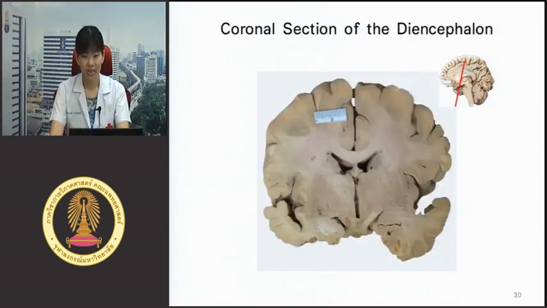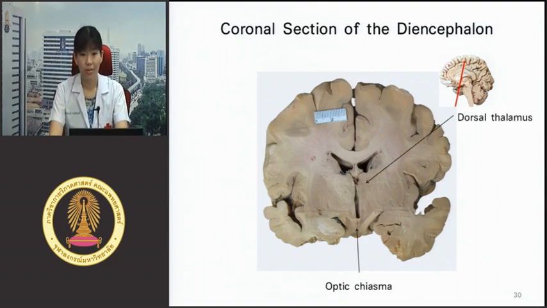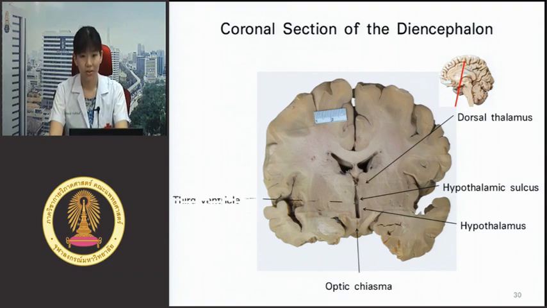Coronal section of the diencephalon through the level of optic chiasm. The dorsal thalamus is separated from the hypothalamus by hypothalamic sulcus. The space between the two thalami is the third ventricle.